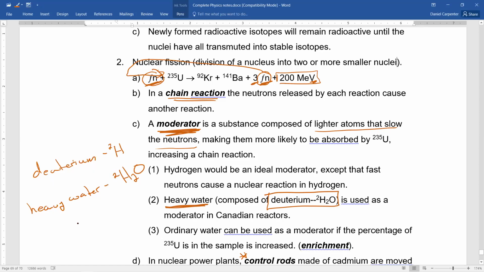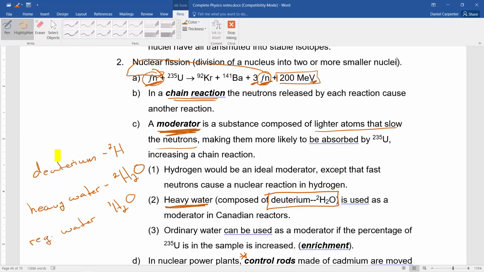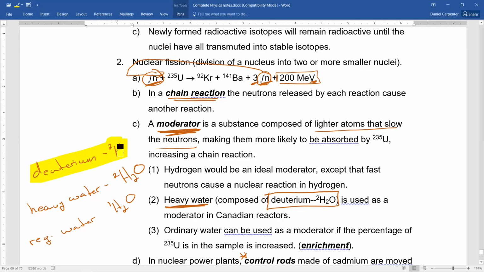Okay, we never write it, but regular water would be H2O with a 1 there, showing that it only had one atomic mass, a nuclear mass of 1, a proton, no neutrons. So this is deuterium. Heavy water is water that's made from deuterium. Regular water is made from regular hydrogen.